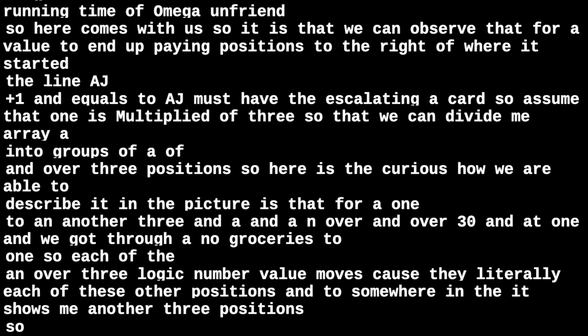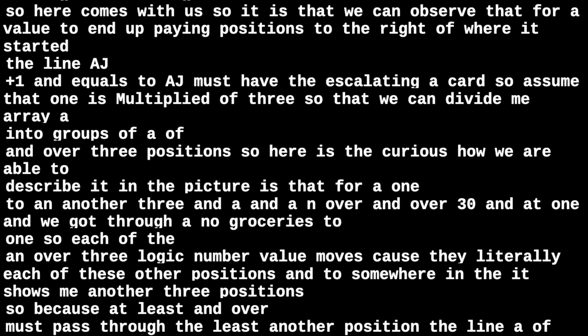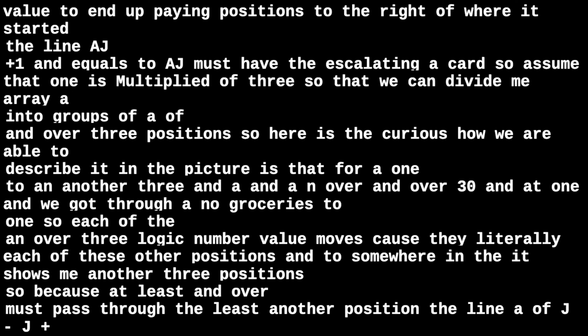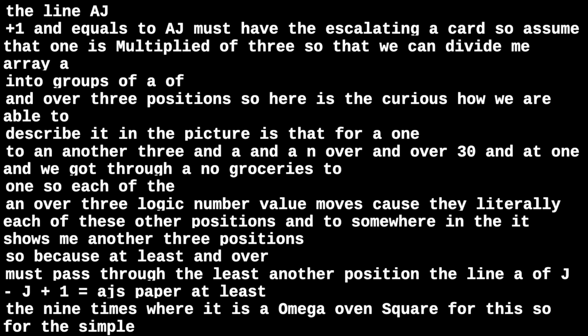Because at least n over 3 values must pass through the least n over 3 positions, the line A[j+1] = A[j] is executed at least n squared over 9 times, which is omega of n squared. For this input, the insertion sort takes omega of n squared time.